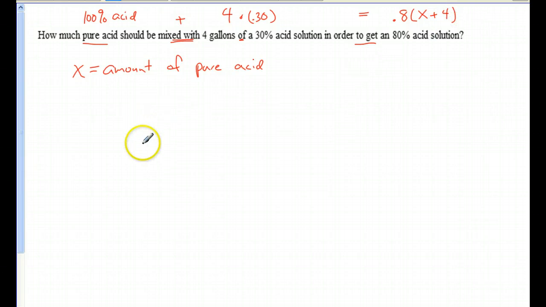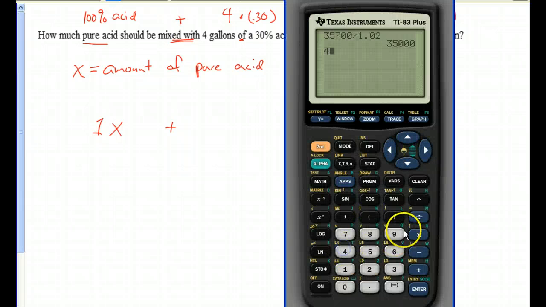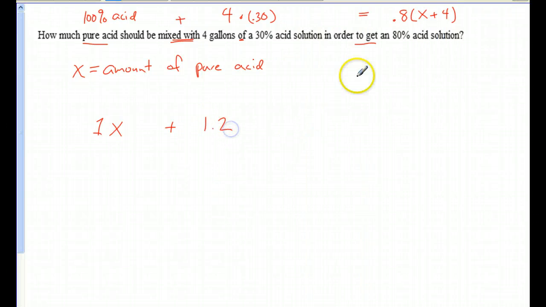Okay, so our equation is 100% times X. So X, 100% as a decimal is 1, so 1X plus 4 times 0.3. If you need to do it on a calculator, do it on a calculator, but 4 times 0.3 is 1.2, equals 0.8 times X plus 4. There's your setup.